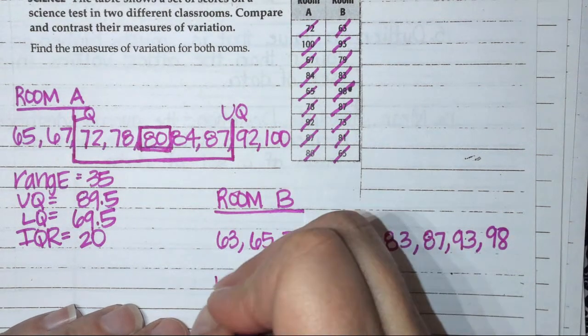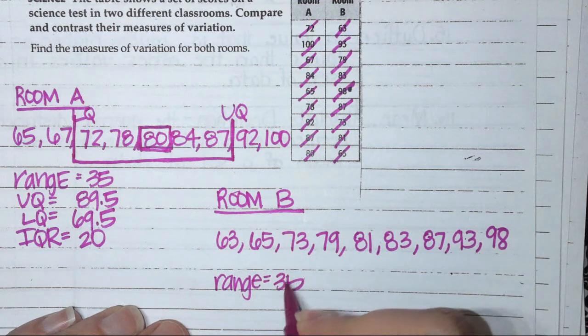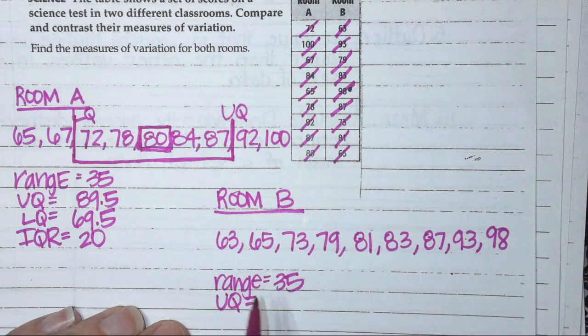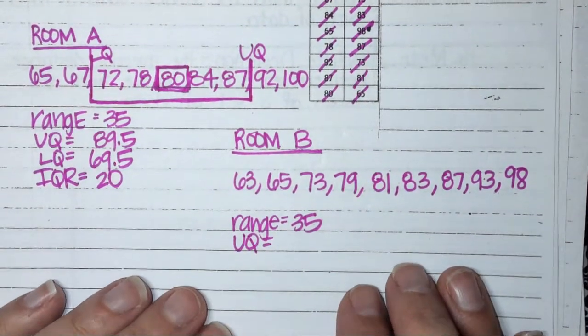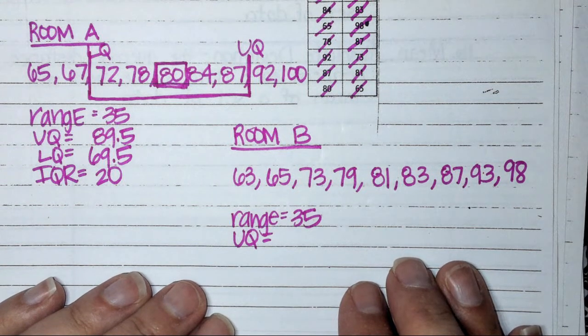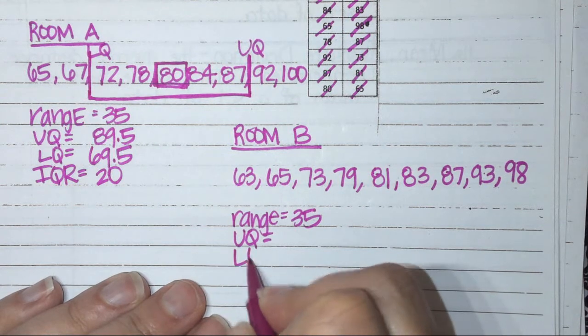Okay, what is my range? 35. Awesome. How'd you get that? Oh, I got the lowest number and the highest number and subtracted. Okay, so 98 minus 63. What do you notice about our 2 sets of numbers so far? 35 and 35 is both the range. Absolutely. Our range is the same. Okay? So far, they're looking pretty similar.